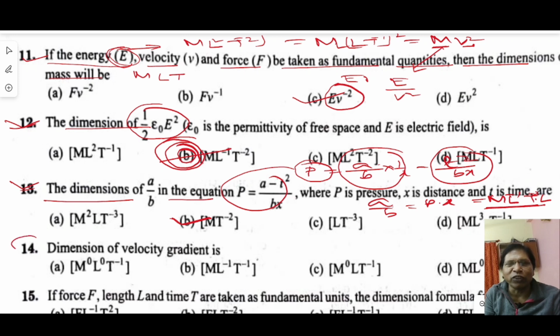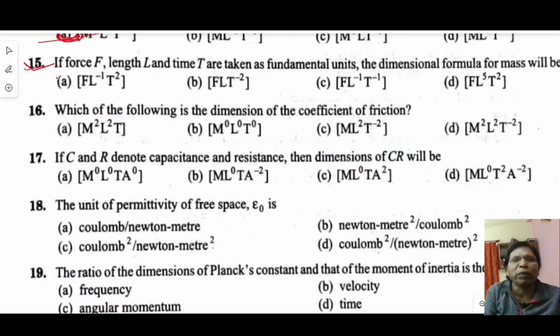Now look at question number 14. The dimension of velocity gradient. What is the definition of velocity gradient? The definition of velocity gradient is dv by dx, that is change of velocity with distance. Now change of velocity, that is L T minus 1, with distance means L. So this is T minus 1. Now option A is correct. Okay, understood?